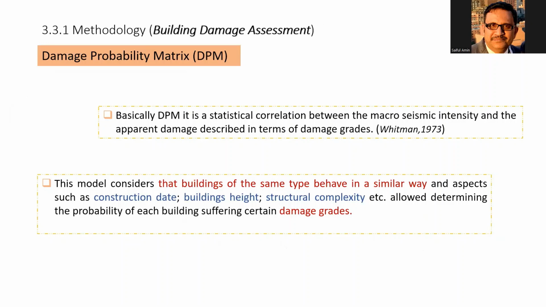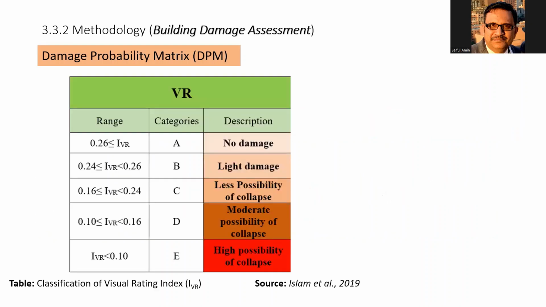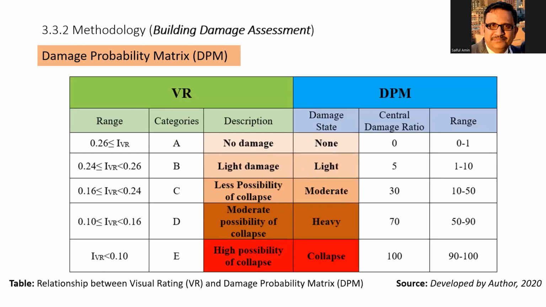And then we go to the damage probability matrix, and it is basically a statistical correlation between the macroseismic intensity and the apparent damage described in terms of damage rates. Basically, it focuses on buildings with the same type of behavior reacting in a similar way. And the output of VR, we can categorize into certain grades. We can then finally merge them with the categories of damage probability matrix.